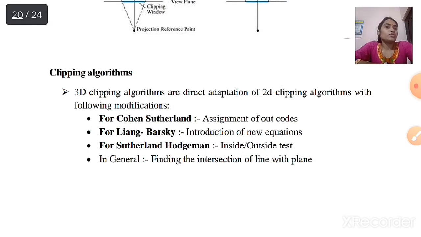In 2D also we have covered the clipping algorithms. Okay. The 3D clipping algorithm is a direct adaptation of the 2D clipping algorithm with some modifications. For the Cohen-Sutherland algorithm, it will be the assignment of outcodes. For the Liang-Barsky algorithm, it will introduce a new equation. And for the Sutherland-Hodgman algorithm, inside and outside tests are there, but in general finding the intersection of lines with a plane. So these are the different algorithms with modifications.